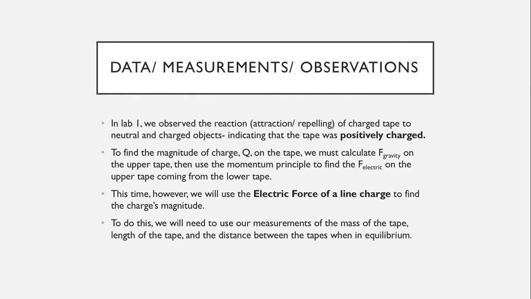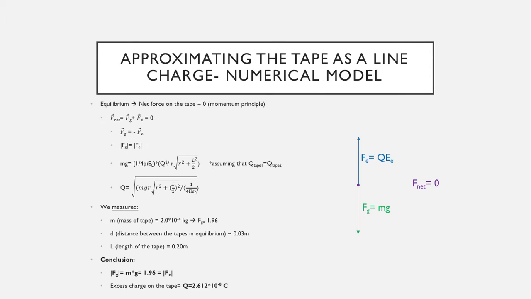So from lab number 1, we were able to conclude that the tape was positively charged, and we were then able to find the magnitude of charge on the tape by calculating the force of gravity on the upper tape, and then using the momentum principle to find the electric force on the tape coming from the lower tape. But this time, we're going to use the formula for the electric force of a line charge to find the tape's charge magnitude. And to do this, we're going to need to use our measurements from lab number 1, including mass, length of the tape, and the distance between the tapes.